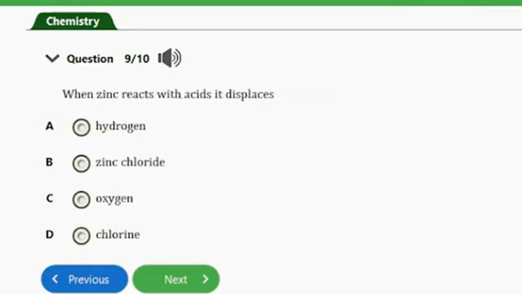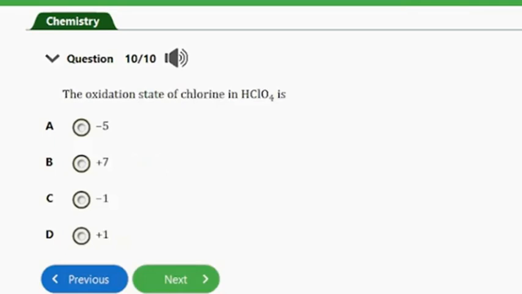Question number 9. It says, when zinc reacts with acids, it displaces A, hydrogen, B, zinc chloride, C, oxygen, D, chlorine. So guys, the answer to this question is option A, and that's hydrogen. So let's consider the next question. Question number 10 here. It says, the oxidation state of chlorine in HClO4 is. So guys, for this, we're going to zoom into our workspace here to solve this out together.